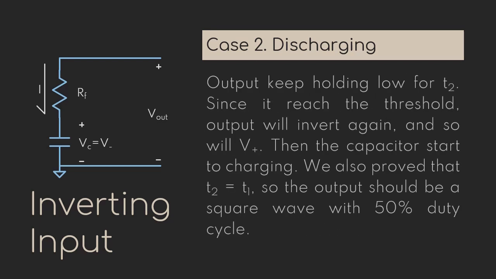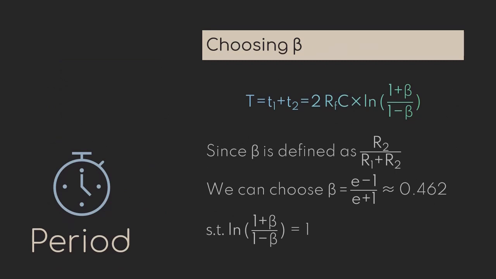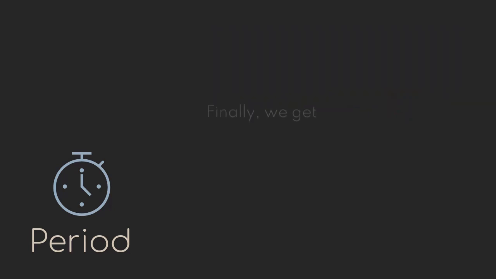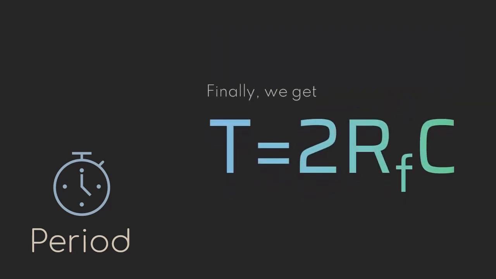According to the calculations, we can obtain the amount of time that the capacitor is charging, as well as the time it is discharging. This is why the duty cycle of this circuit system is 50%. Our period T is equal to the sum of t1 and t2, which is 2 times R times C times natural log of (1 plus beta) over (1 minus beta). We get to choose that beta is equal to (e minus 1) over (e plus 1), which is around 0.462, in order to make natural log of (1 plus beta) over (1 minus beta) become 1. This way the period T is equal to 2 times RF times C.